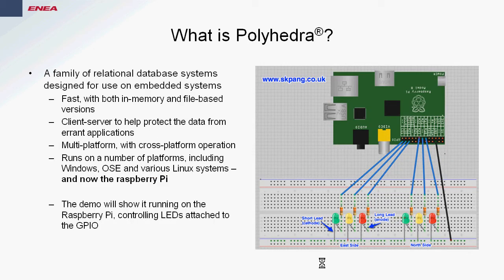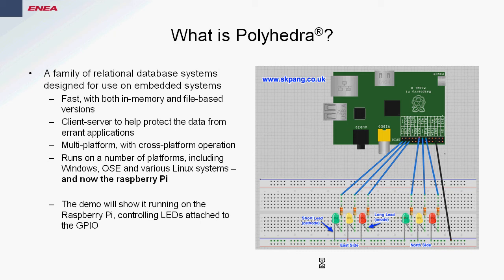Polyhedra is a relational database system. It's been specifically designed for use in embedded systems, originally SCADA type applications, process control, but also telecoms and a wide variety of other uses. Because data security is quite important to such markets, we've made sure it uses the client-server model. Because performance is important, we make sure it's very fast and low footprint. In particular, the in-memory version of Polyhedra is particularly fast.